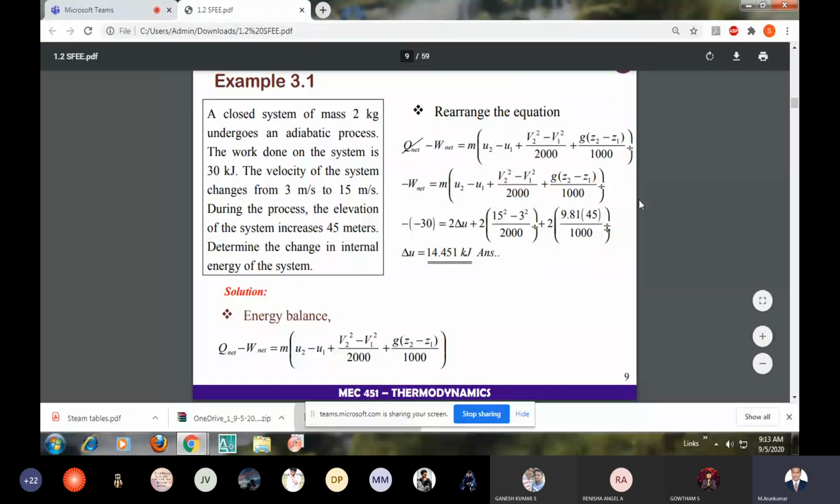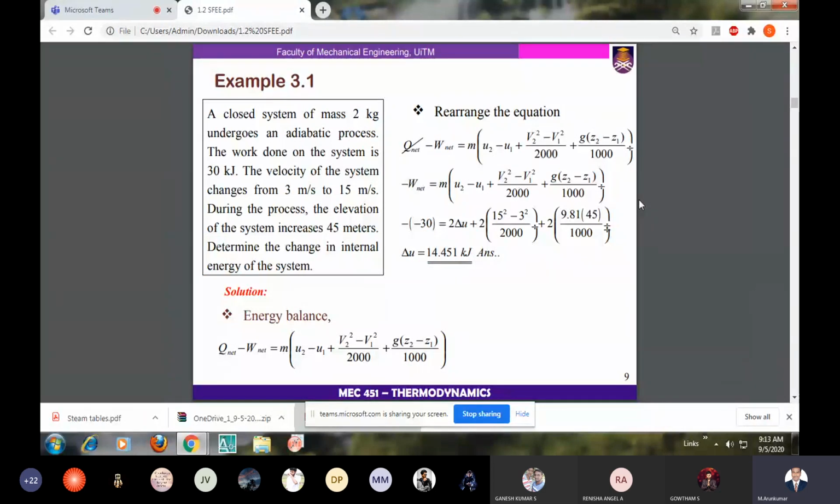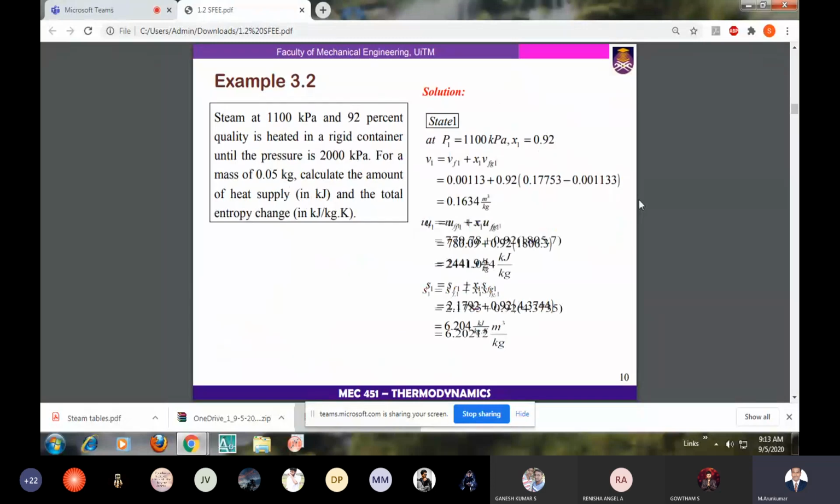Right. This is a basic problem for the use of the energy equation for a closed system. Then we can have another example. Steam at 1100 kilopascal and 92% quality is heated in a rigid container until the pressure is 2000 kilopascal. For a mass of 0.05 kg, calculate the amount of heat supplied in kilojoules and the total entropy change.